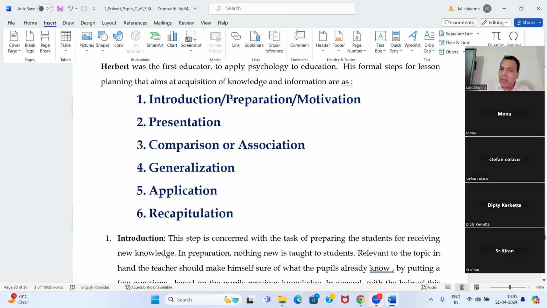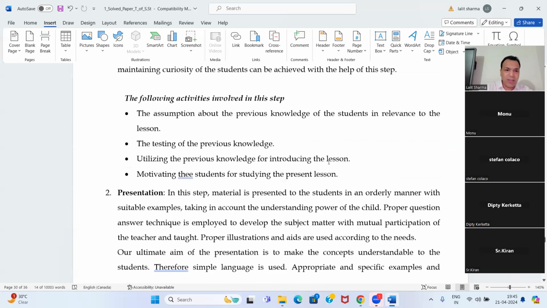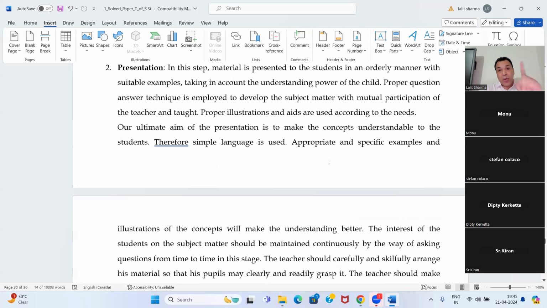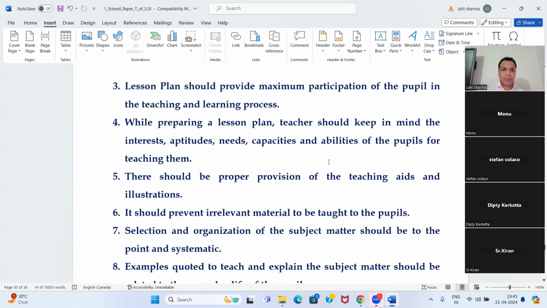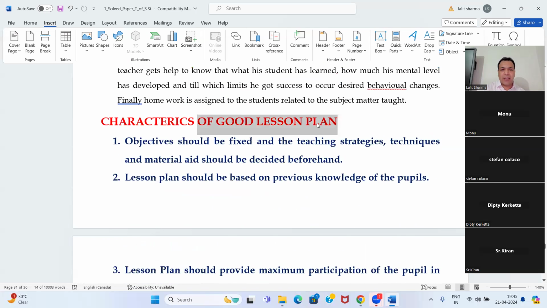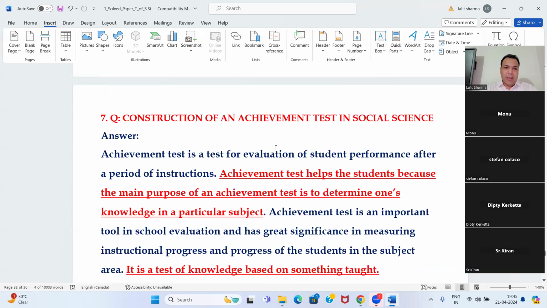स्टेप्स क्या थे? ये देखो 6 स्टेप्स है ना, करवाए थे आपको, याद करो. इंट्रोडक्शन, प्रेजेंटेशन, कंपैरिजन, जनरलाइजेशन, एप्लीकेशन एंड रिकैप्चुलेशंस. ओके, तो दिस इज द सेम. ओके, इवन आई हैव गिवन यू द नोट्स, सेपरेट नोट्स ऑफ दिस. हाँ, इफ यू रिमेंबर. कैरेक्टरिस्टिक्स ऑफ ए गुड लेसन प्लान, राइट? वो सारे जो नीड एंड इंपॉर्टेंस है वही आपके कैरेक्टरिस्टिक्स बन जाते हैं. लास्ट में कंक्लूजन.